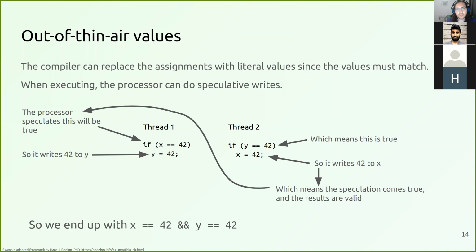And then because it wrote 42 into x, the speculation that our first thread did when it was checking if x is the number 42 comes true now, because thread 2 wrote that value. So because that speculation is now true, thread 1 doesn't have to throw away all of its work, and so everything can continue running. So suddenly, it pulled out a number 42 out of nowhere.